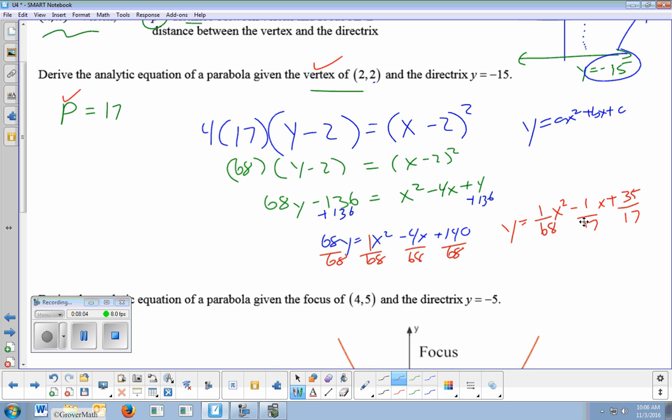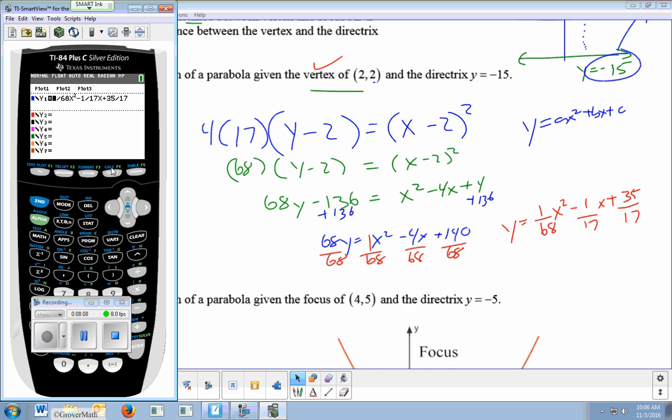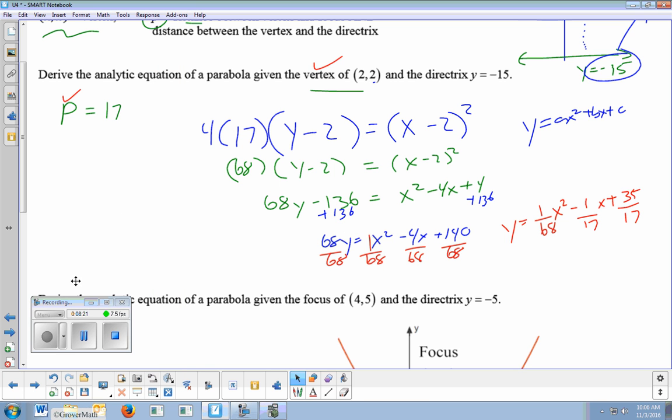And so that's going to still remain a fraction, of course. And so when I type that in this time, 1 over 68x squared minus 1 over 17x plus 35 over 17, and take a look at my table, I do see the point 2, 2. The vertex coordinate is there. All right, let's do another quick one here.